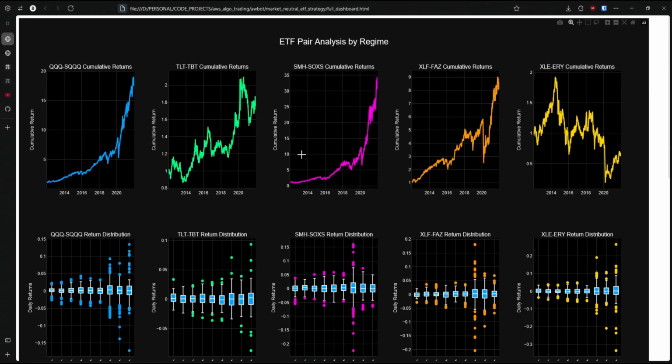Here we can actually look at it a little bit bigger. So these are just the raw returns of the pair had you invested in it and held. So we can see most of the pairs actually end up positive over time, except for XLE, ERY.